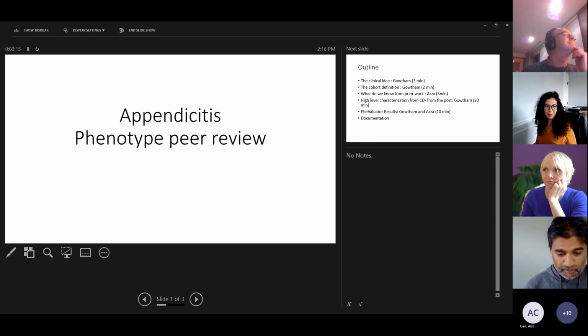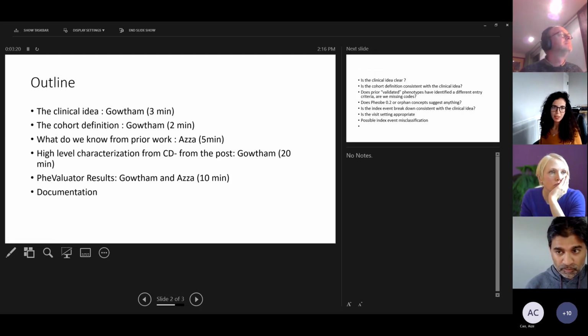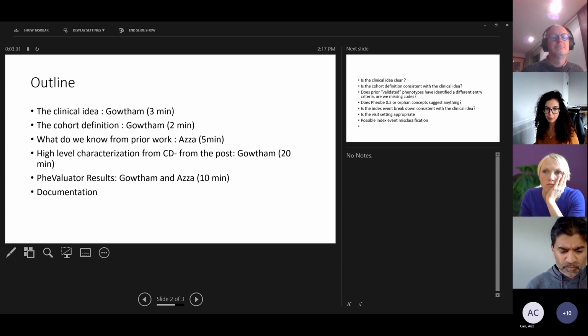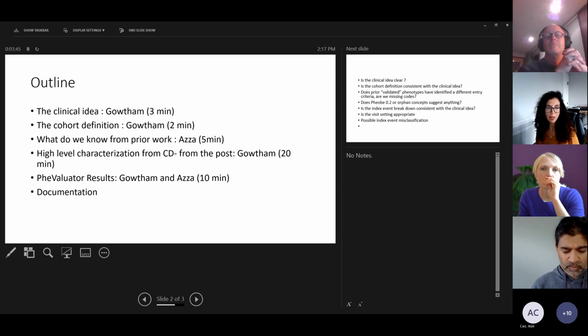Okay. I'm proposing this outline. Gowtham is the submitter, so I'm going to give Gowtham 3 minutes to go quickly over what the word appendicitis means, without any details. He already has the submission, which we're going to put on the screen. Just at a high level, what is appendicitis, and how can we all imagine the patients manifesting in our data. Then Gowtham is going to walk through the cohort definition he submitted.